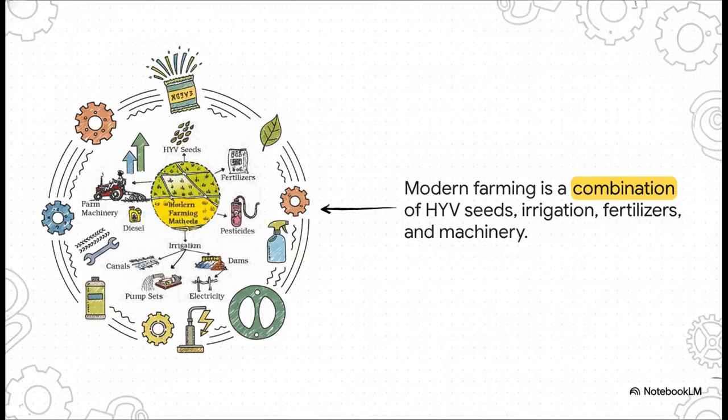pesticides. Yes, so this is a very interesting point. Modern farming is not just about the seeds. It is a complete package of inputs. You need the HYV seeds, you need proper irrigation, chemical fertilizers, pesticides, and also farm machinery. Everything has to work together to get the best results.